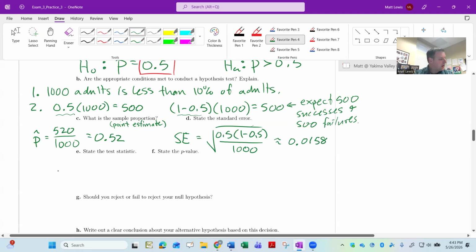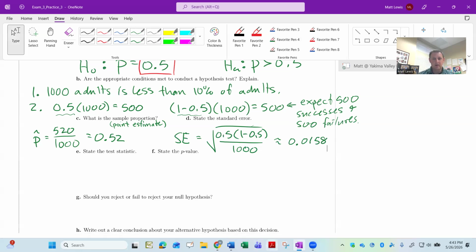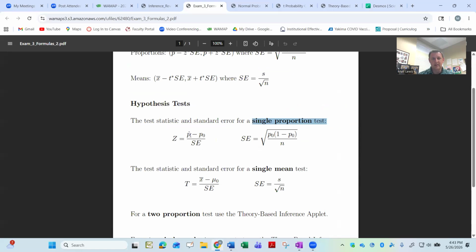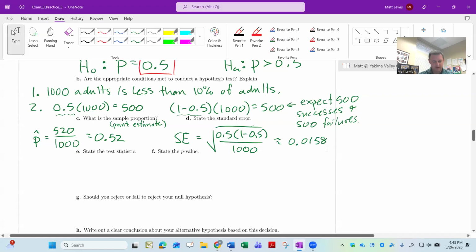All right. So my test statistic here, that's our z-score in this case, is given by the sample proportion minus the null value divided by that standard error that we just calculated. So z is 0.52 minus the null value of 0.5 divided by 0.0158. So there's my test statistic.